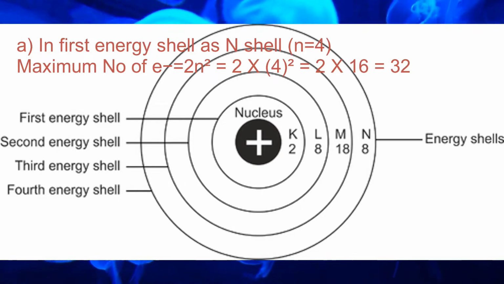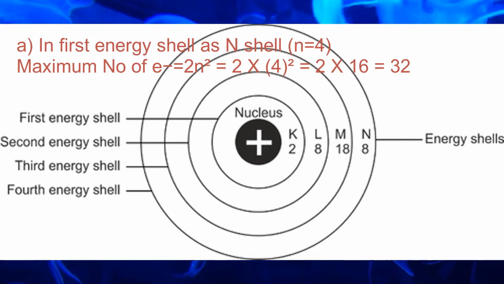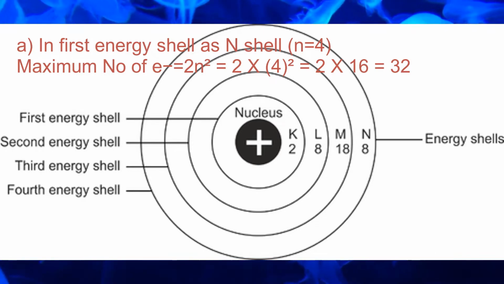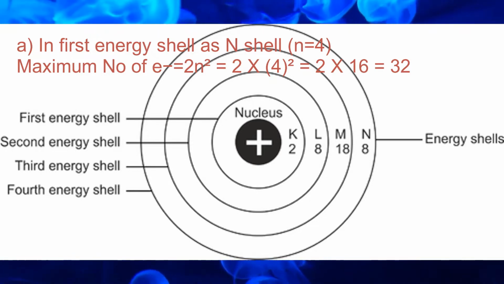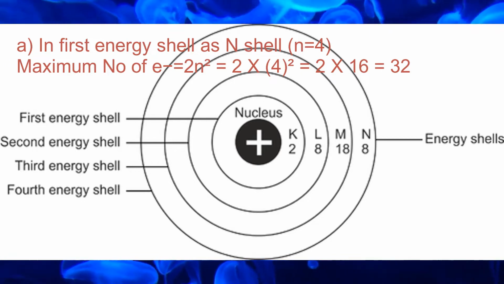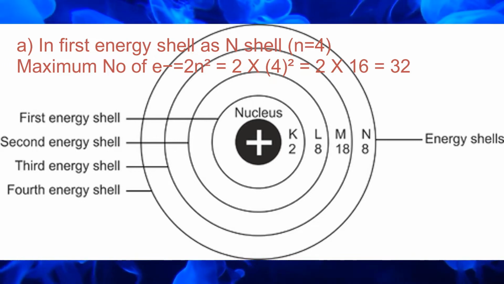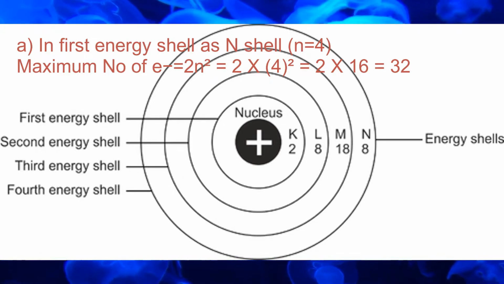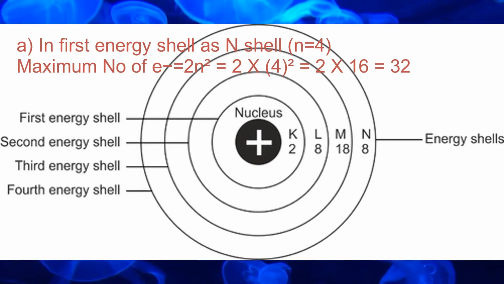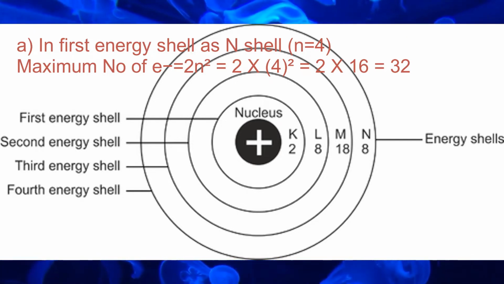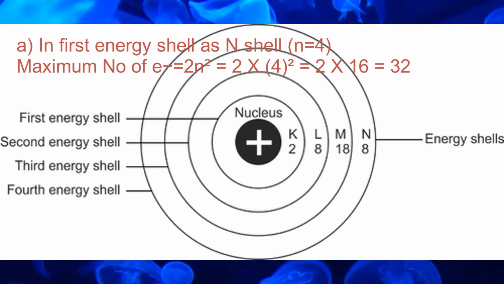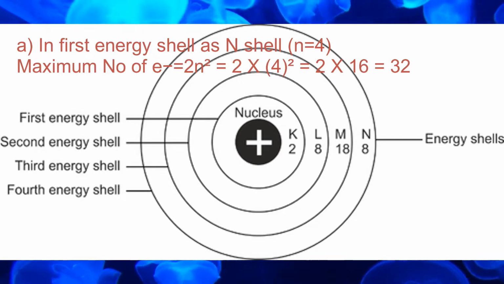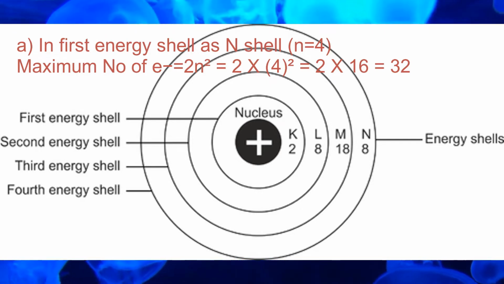In the fourth shell or N shell, the fourth energy shell, the maximum number of electrons is 2n square, which is 2 into 4 square, which is 2 into 16, which equals 32. The order of energy of these energy shells, starting from the nucleus, begins with K, which is less than L, which is less than M, which is less than N.